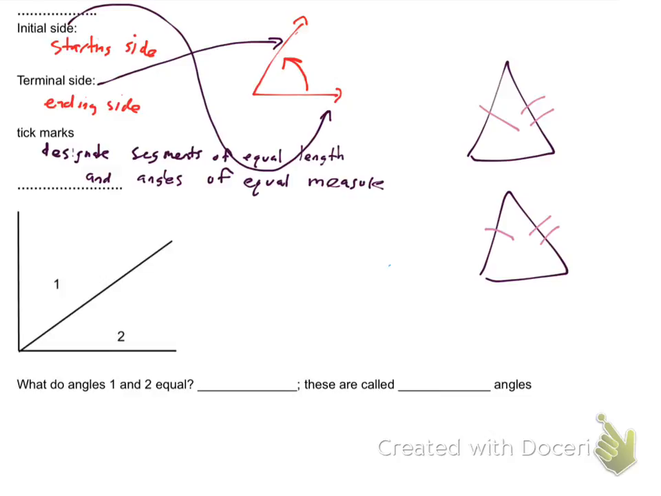I can do the same thing for angles. Put a single curved mark in there. Say that those two angles are the same. And I can go back and maybe put a double angle mark. Those two angles are the same.